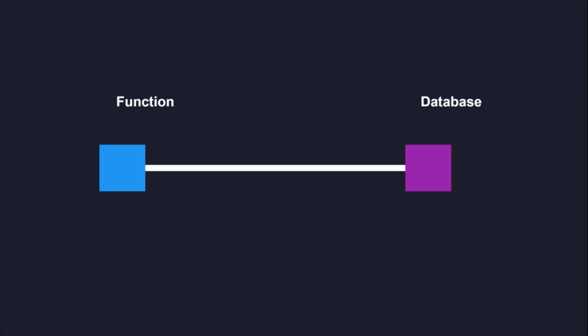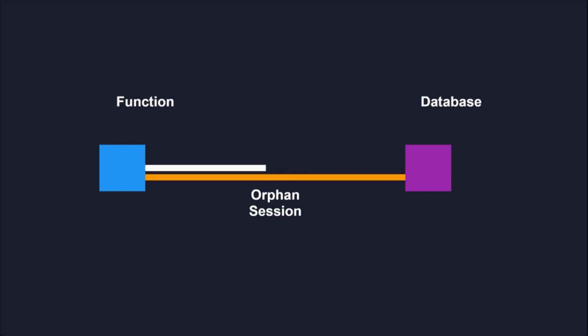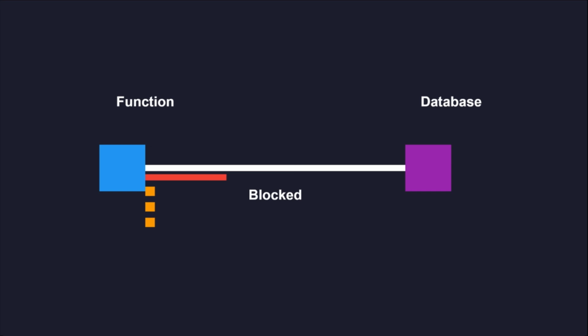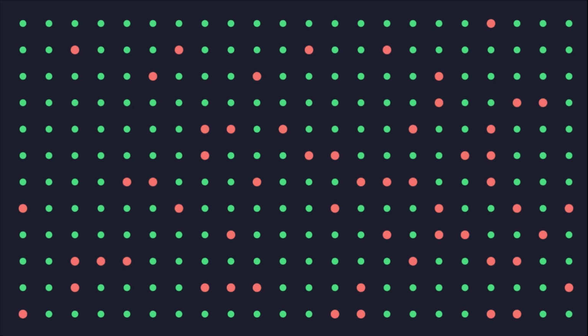Align your function timeout with your database connection timeout. If your function stops before the database finishes its query, you leave orphan sessions behind. Conversely, if your database waits too long, it blocks resources that other functions could use during high traffic periods.